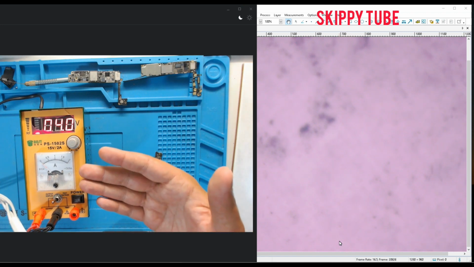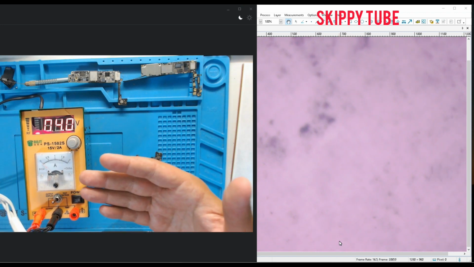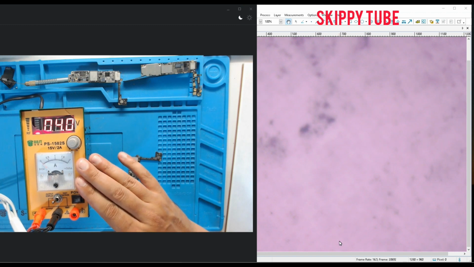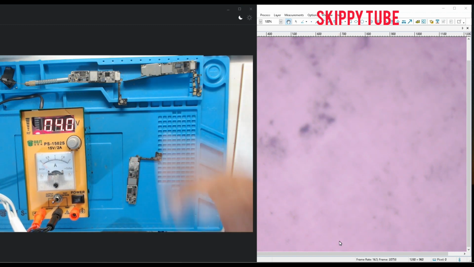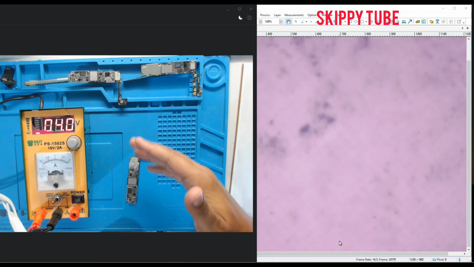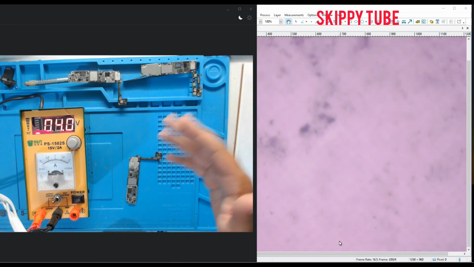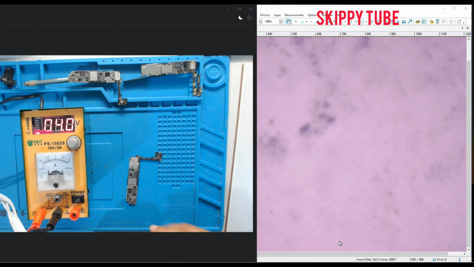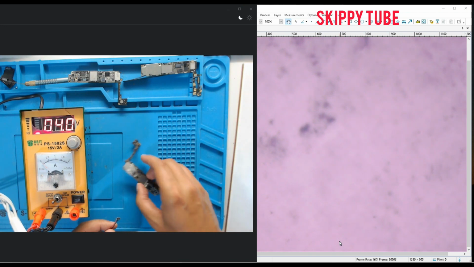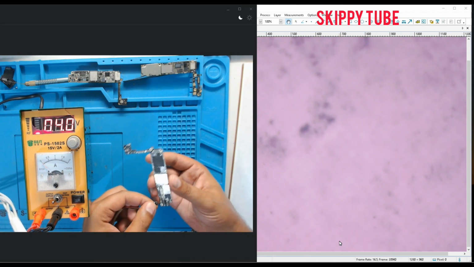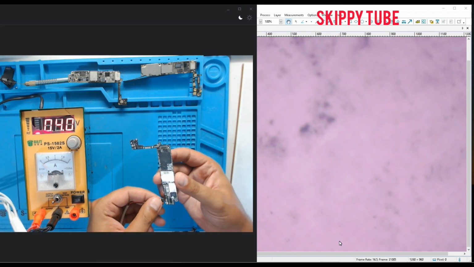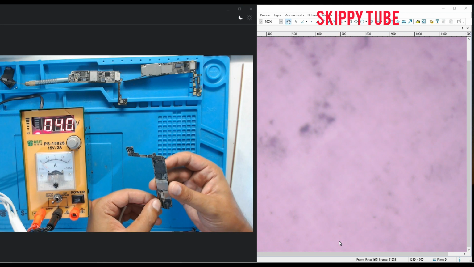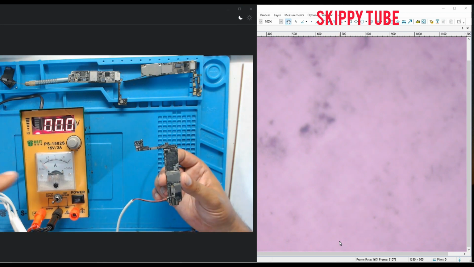Sometimes you don't need a DC power supply. A lot of times you don't need to buy the oscilloscope. A lot of repair tools, you don't need to buy all of them. You can only buy the multimeter. This is very easy.